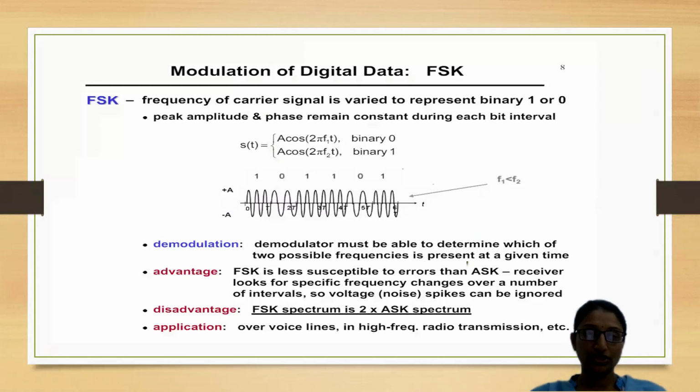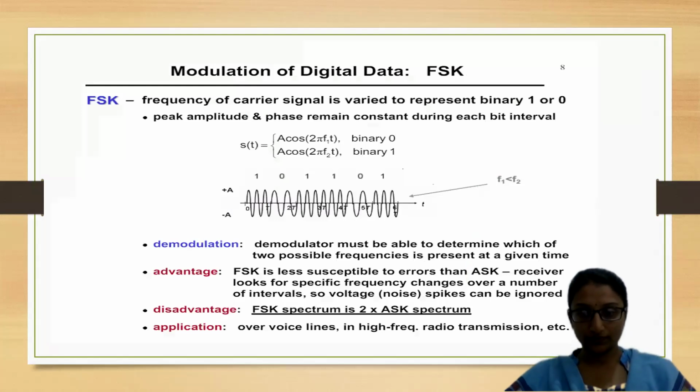Coming to the demodulation, the demodulator must be able to determine which of the two possible frequencies is present at a given time. Advantage: FSK is less susceptible to errors than an ASK receiver, for specific frequency changes over a number of intervals. So, noise spikes can be ignored.